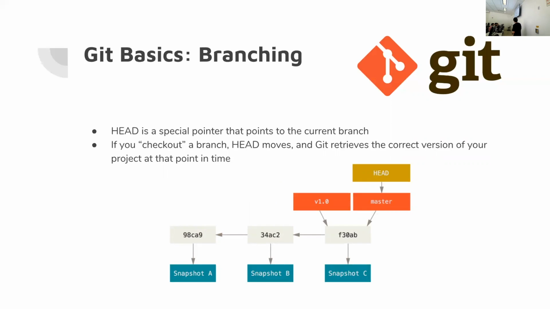A little bit more. You also have this special pointer called head, and this is basically what branch you currently have checked out. So when I say checked out, I mean what code you're actually looking at. So right now, head is pointing to master, and master is pointing to this commit. So whatever the code looks like at this point in time is what you've got checked out. That's what you're working on right now. As you move head to different commits and different branches, that might automatically check out new code for you. So let's say you move your head over here. Git will go ahead and check out all your files exactly as they look like at this point in time.